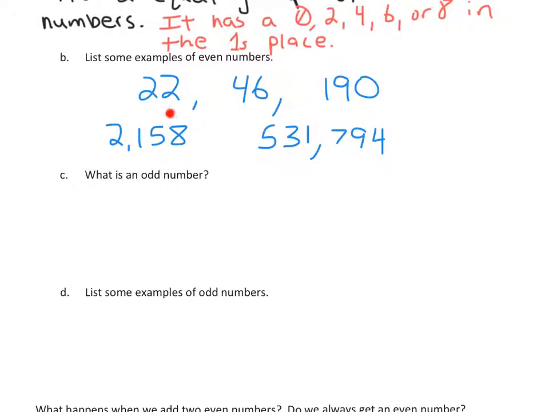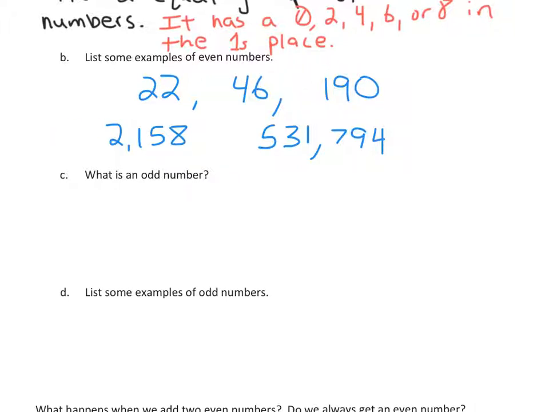So some examples might be 22, 46, 190, 2,158, or 531,794. As you can see, all of them have an even number in the ones place. Notice this number has all odd digits, 5, 3, 1, 7, 9, but none of them really matter because we're only looking at the ones place. If the ones place can be divided into two equal groups, so it ends in a 0, 2, 4, 6, or 8, then we would have an even number, no matter what the other digits are.